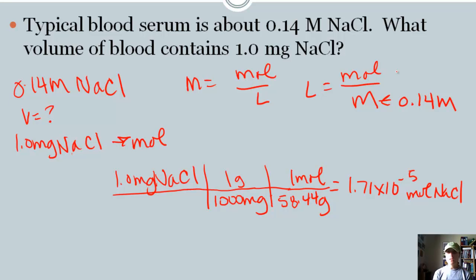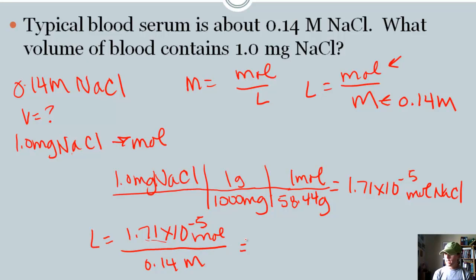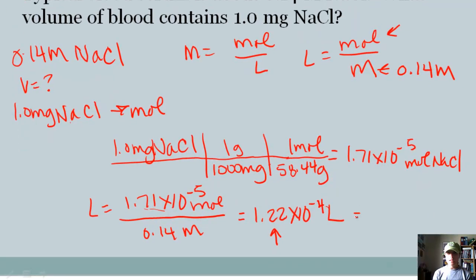Now I can plug that into the top, so my liters is going to equal my 1.71 times 10 to the negative fifth moles of NaCl, divided by my molarity, which is 0.14. If I divide those two, I get 1.22 times 10 to the negative 4 liters. If I take a look at my significant figures, I have 2, so it's going to give me 1.2 times 10 to the negative 4 liters.